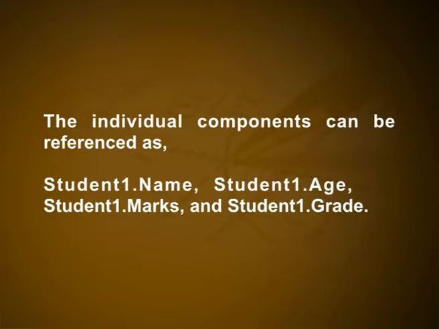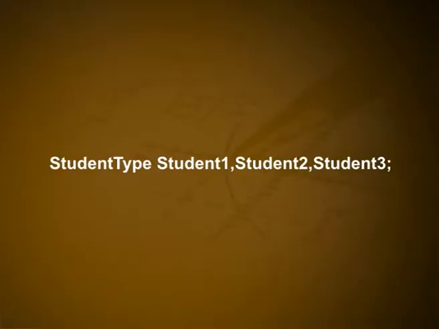This student type can now be used to declare variables of this type in the same way as primitive types are used. For example, the statement student type student1 assumes the variable student1 to be of type student type, which means that student1 consists of a name, age, marks and grade. The individual components can be referenced as student1.name, student1.age, student1.marks and student1.grade. Multiple variables can be declared in the same line like student type, student1, student2, student3.